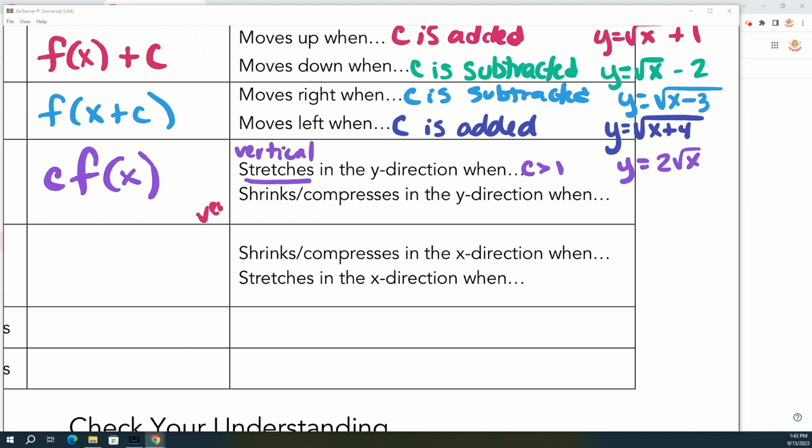And then there's a vertical shrink when you multiply on the outside by a number that's between 0 and 1. So some fraction or decimal on the outside is going to make the graph shorter.